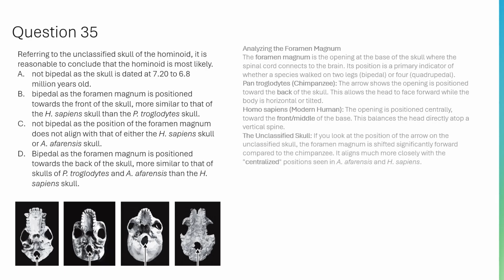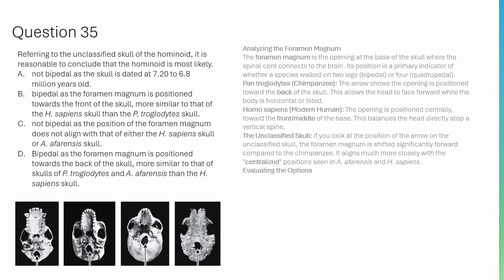The unclassified skull. If you look at the position of the arrow on the unclassified skull, the foramen magnum is shifted significantly forward compared to the chimpanzee. It aligns much more closely with the centralized positions seen in A. afarensis and H. sapiens. Evaluating the options.